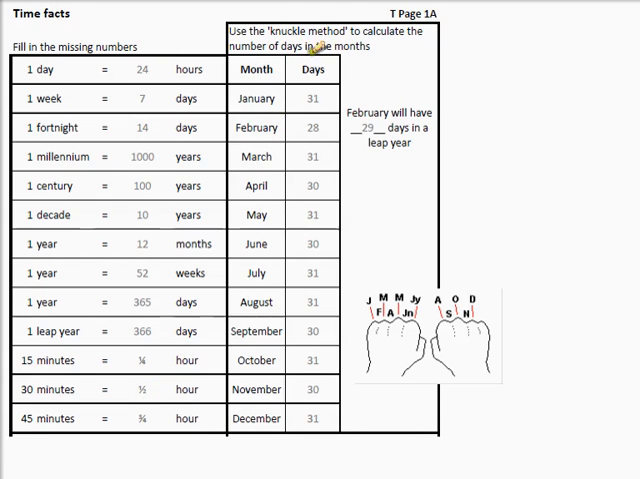And also, did you know how the knuckle method works? So you will hold your knuckles, you will see your knuckles like that. The top will be 31, so January is 31, February will be less. February is the only odd one out, which is 28, but 29 in a leap year. In a leap year we have one more day, as you can see here. 365 days, but when there's a leap year there's one more, 366.